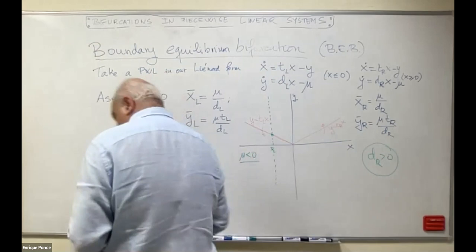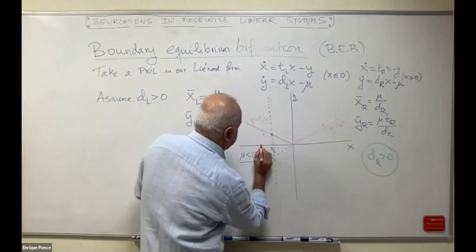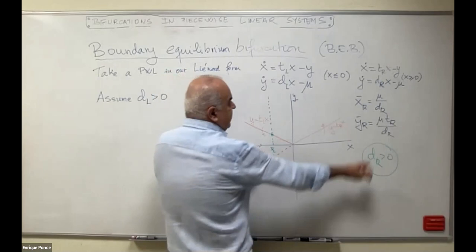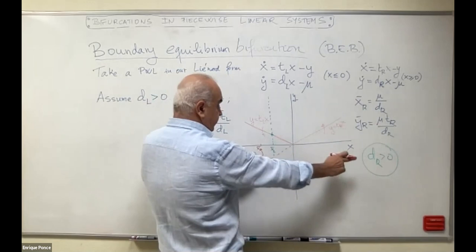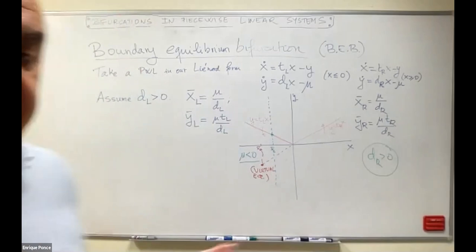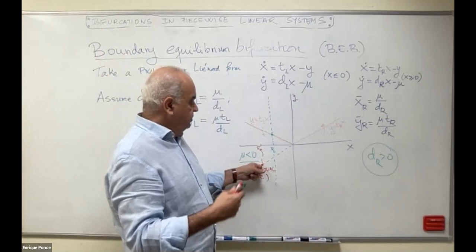In fact, we could continue this line up to some point here. And then this equilibrium point is the point who is ruling the dynamics on the right side, but this is not in the right side. So in that case, this is a virtual equilibrium. It's not a real equilibrium, but in fact, all the orbits of the right side are exactly as if this equilibrium was real, but it's not a real equilibrium point for the global system.